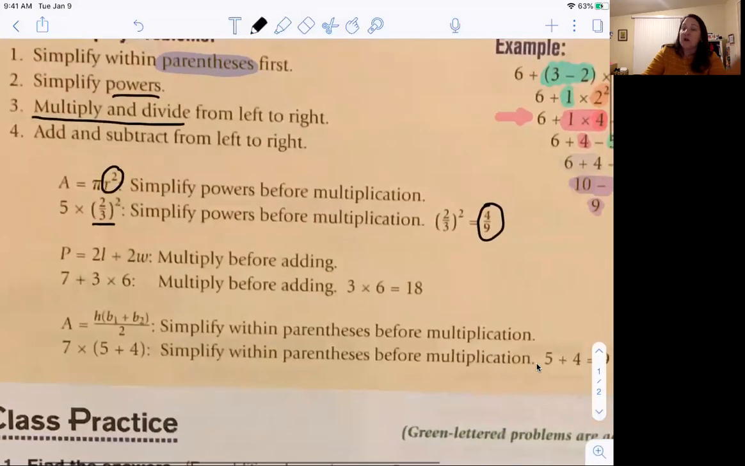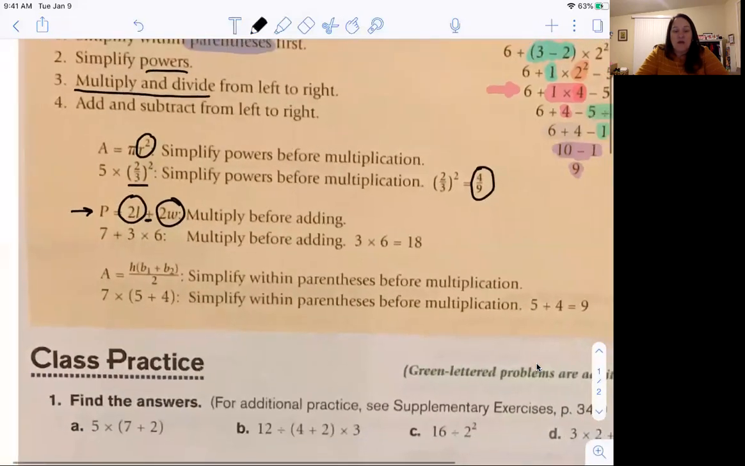In the equation, you guys have been doing this without even knowing it, because we have this equation right here. P equals 2L plus 2W, the perimeter of a rectangle, right? And we've always multiplied before we added. We just haven't even thought about it, right? Just second nature to us. So we would multiply first, and then we would add. We would multiply 2L, we would multiply 2W, and then we would add them both together.